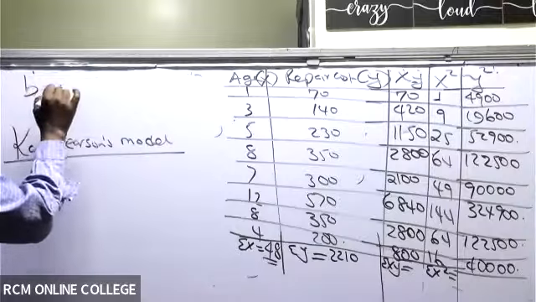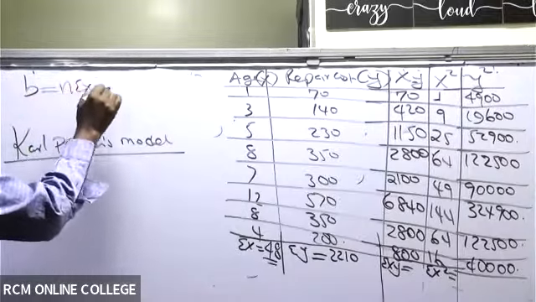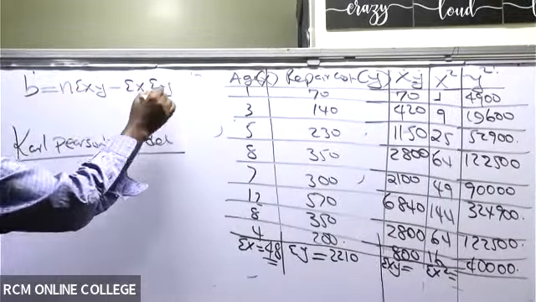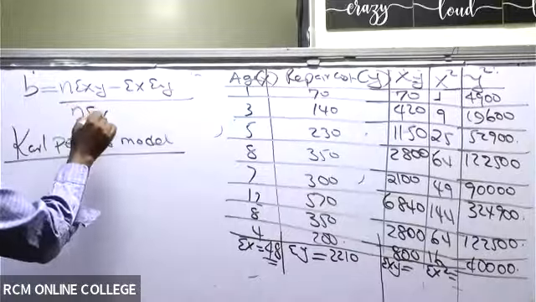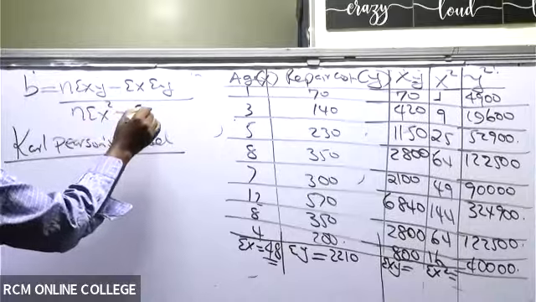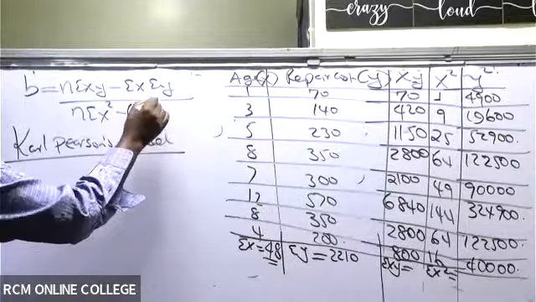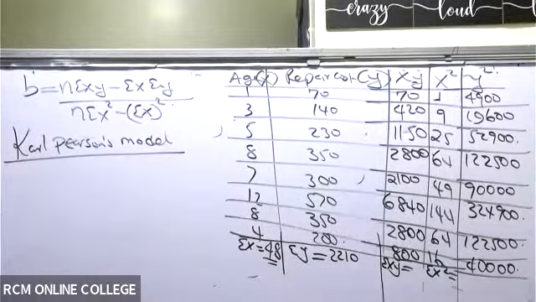To get B, we normally take n summations of x, y, minus sum of x, sum of y, all over n sum of x squared minus, in brackets, sum of x squared. That is the formula for getting B.